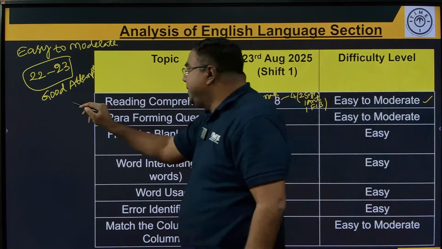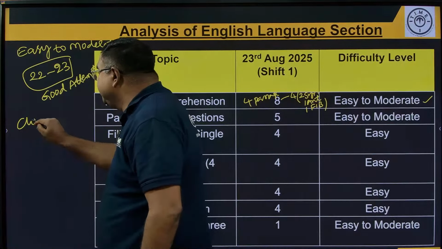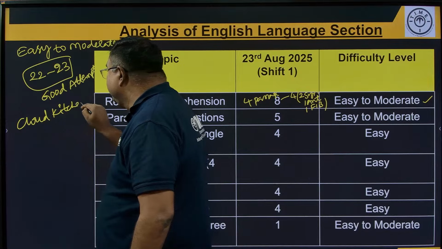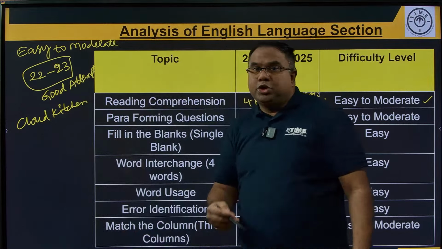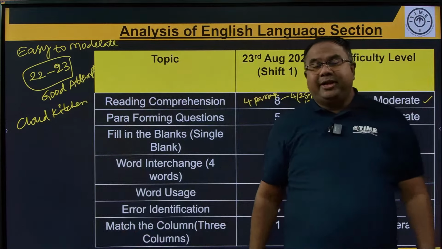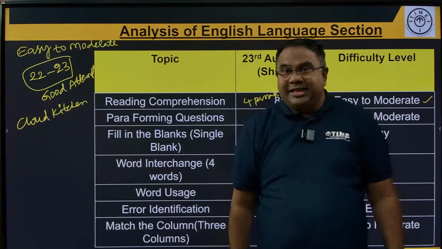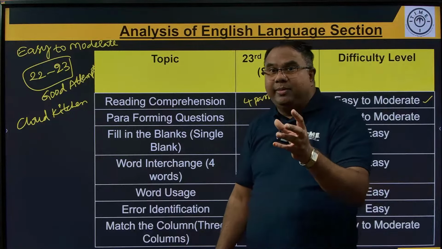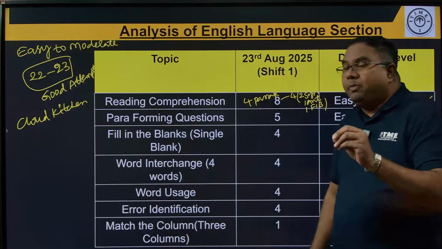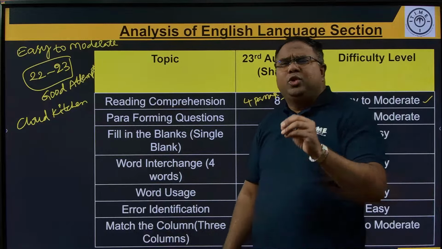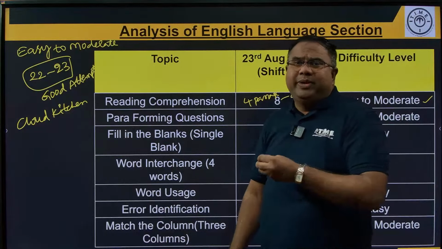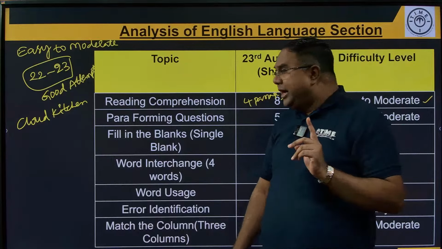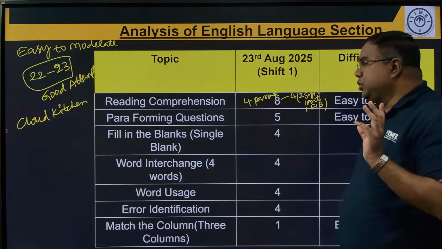This passage was based on cloud kitchen. So students who have a decent reading habit, who regularly do passages, this is a slightly different topic. Generally you get from banking and economy. This time you got some interesting topic called cloud kitchen. Those who have decent reading skills should be able to score easily 6 out of 8 marks. Easily attempted 6 out of 8 questions here.